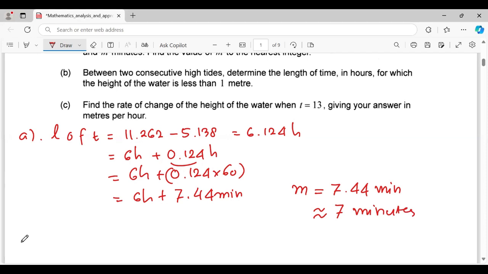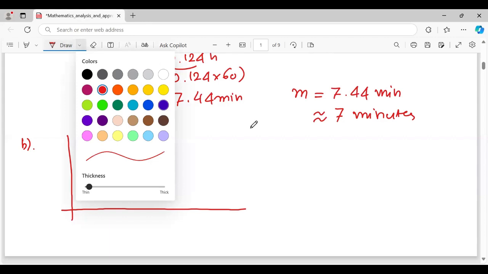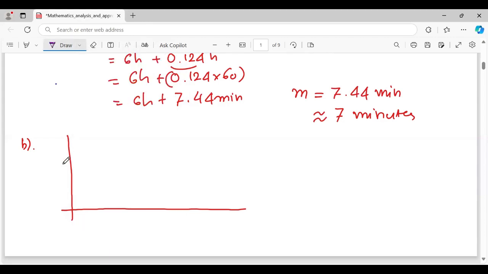Next, part b. Between two consecutive high tides, determine the length of time in hours for which the height of the water is less than one meter. It means like this. I have sketched it on my calculator, and we can determine the cutoff points with a straight line at one. The first coordinate point is 15.017.